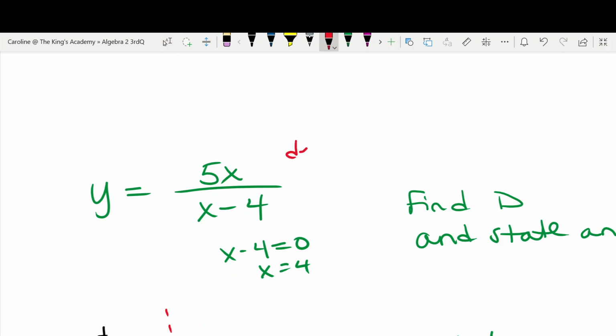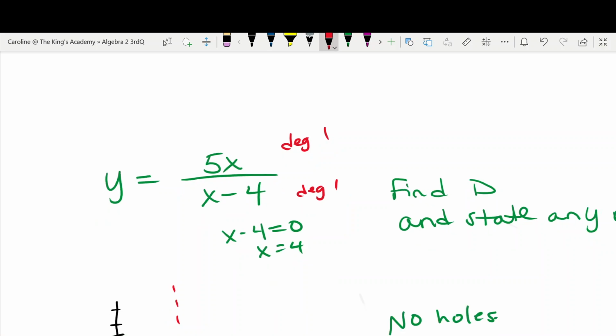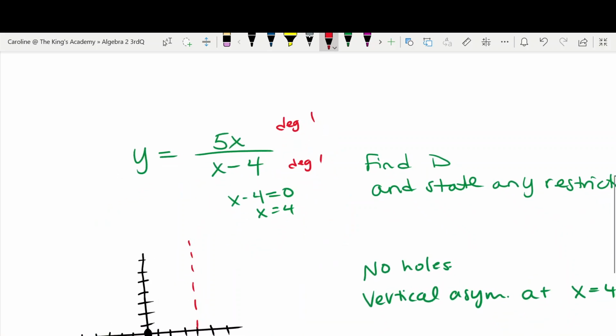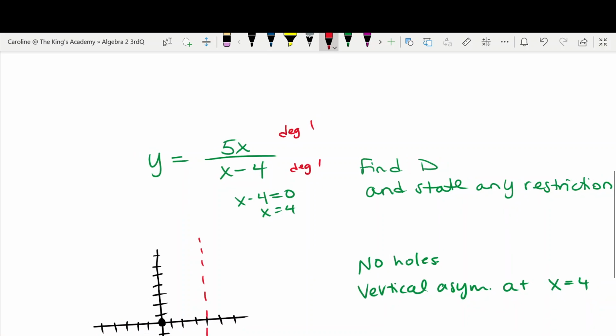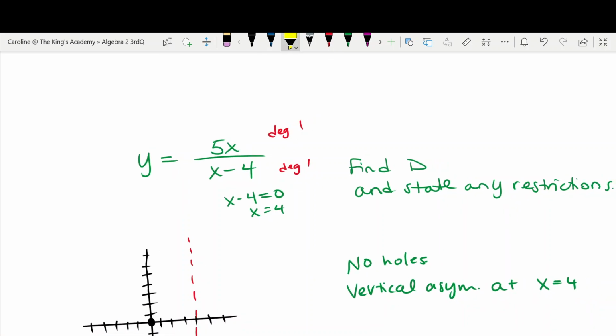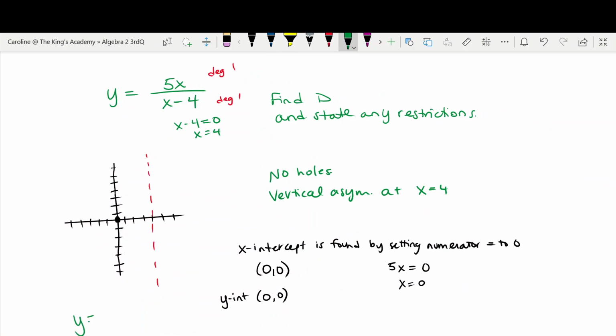So here, degree is 1. Here, degree is 1. So what's the rule when the degrees are the same? The leading coefficients. 5 over 1. So it's just 5. So the horizontal asymptote is going to be y equals 5 over 1, which is y equals 5. Okay, that's like a floor, right? Or whatever we called it a minute ago. 1, 2, 3, 4, 5 is here.